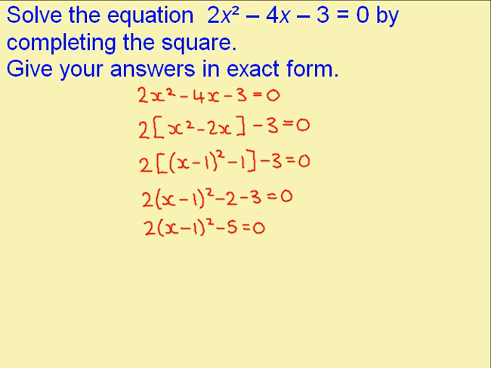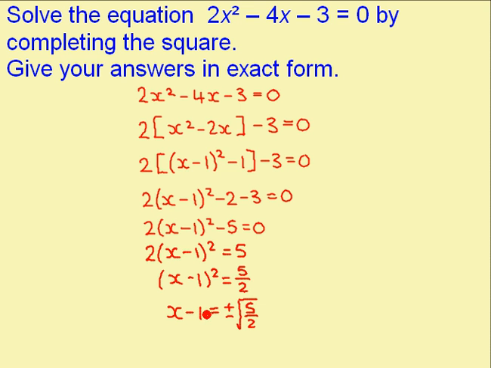The completing the square step for this one looks like this. From this point here, I then need to add 5 to both sides, so I get 2 times x minus 1 squared equals 5. Now I need to divide both sides by 2, so I get x minus 1 squared equals 5 over 2. Now I want to square root both sides. This gives me x minus 1 equals plus or minus the square root of 5 over 2.